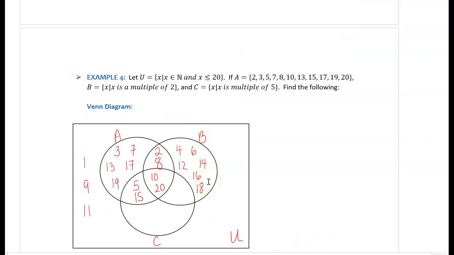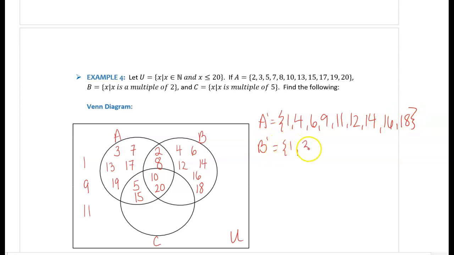So A prime we have listed several times earlier. So I'm just going to write the values out: 1, 4, 6, 9, 11, 12, 14, 16, and 18. B prime we found as 1, 3, 5, 7, 9, 11, 13, 15, 17, and 19. So we found both of those values earlier.